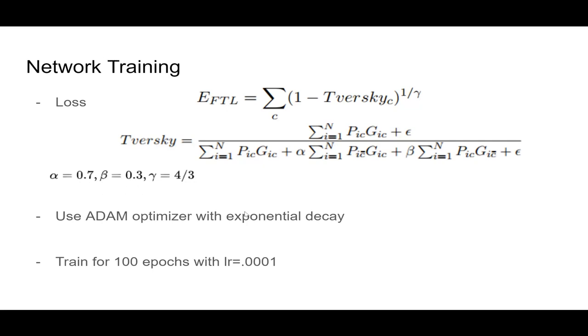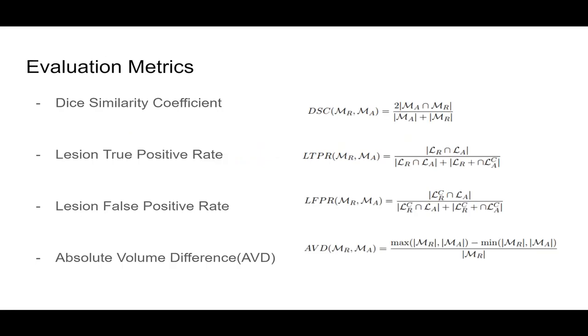As you see, we use the following values for alpha, beta, and gamma in this equation. We train the network using the Adam optimizer with exponential decay for 100 epochs with a learning rate of 0.0001. To evaluate the output from the models, we use Dice coefficient, lesion true positive rate, lesion false positive rate, and absolute volume difference.